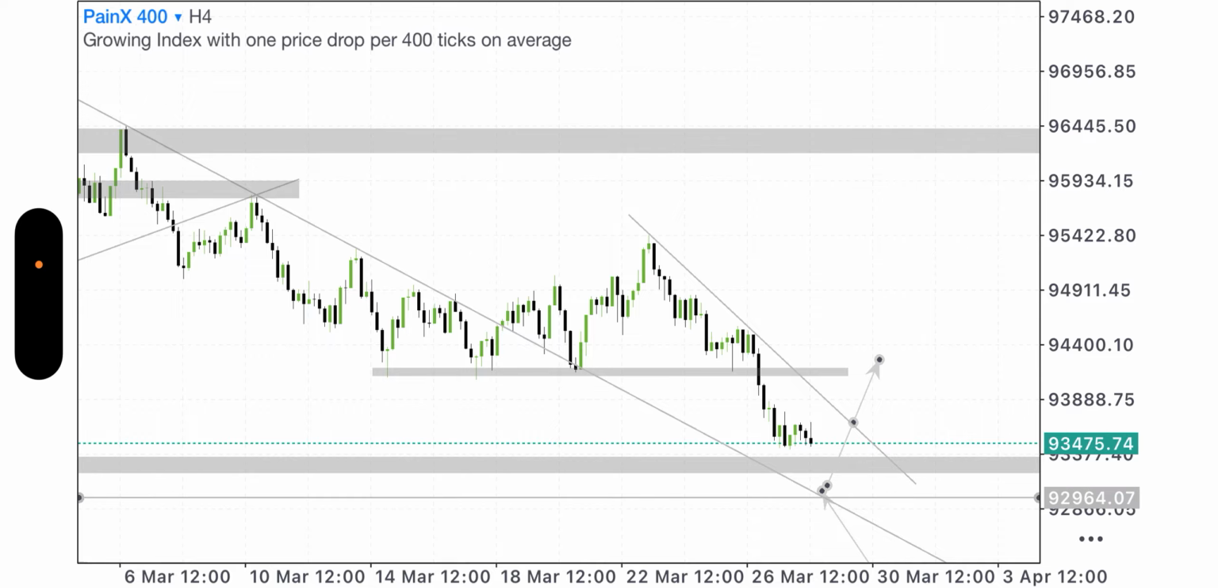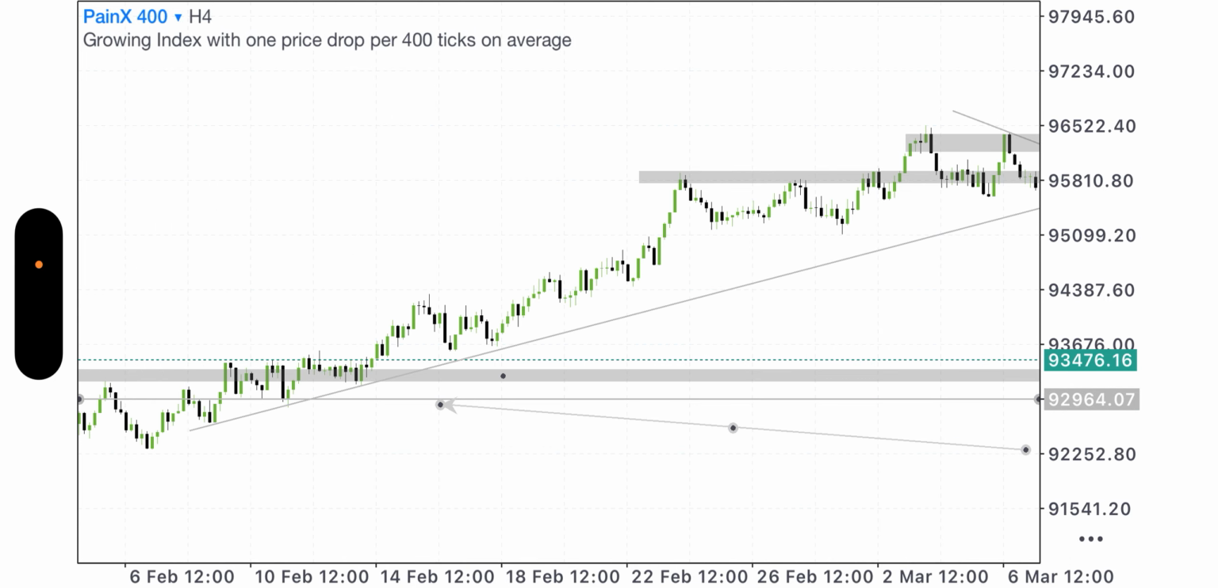No, we actually made a mistake, right? It's supposed to bounce back at around 92.964. Let's see back here. Okay, exactly. That's where it's supposed to bounce back at, because that's our order block there. That is where it's supposed to bounce back at, and it's coinciding again with our trend line.